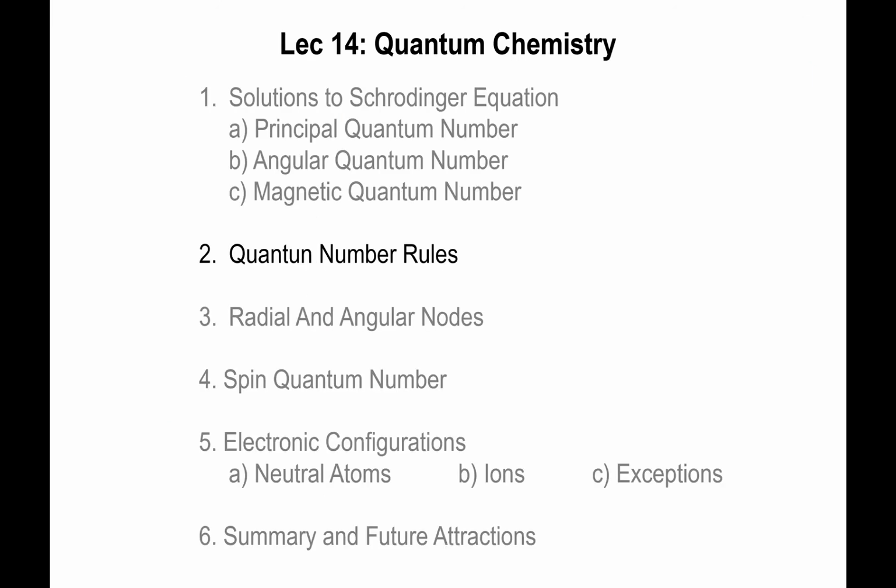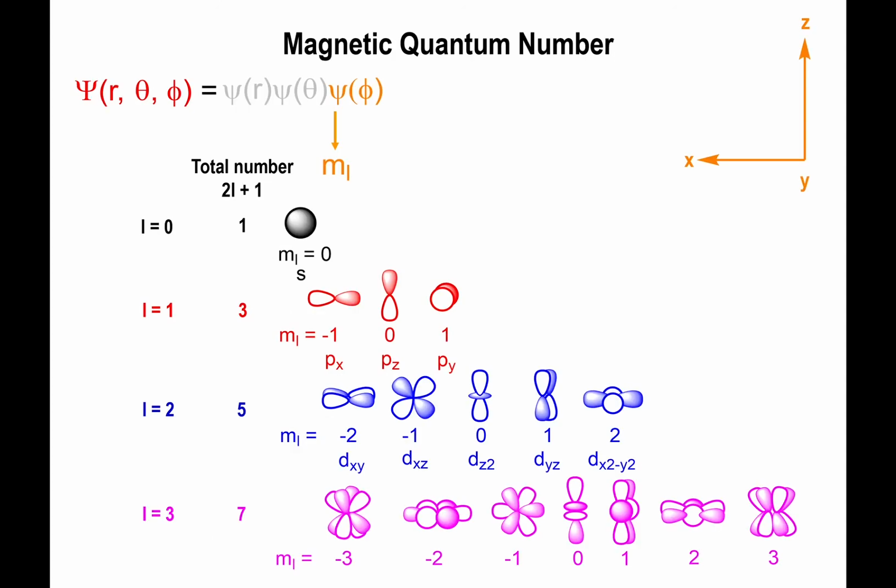The f orbitals, I'm not going to bother you with the names because they're just complicated. The most important part though is associating the magnetic quantum numbers with the given orbital sets that you're dealing with. Okay, so with that in mind, I'm going to stop the video at this point.